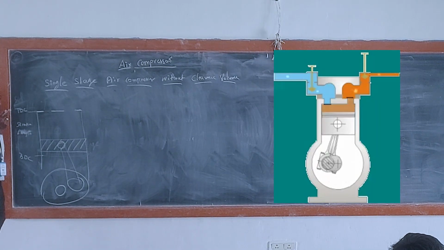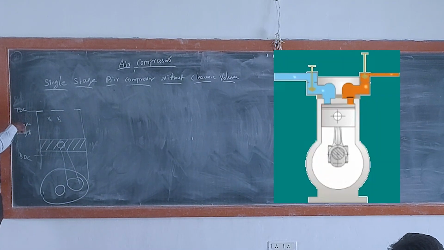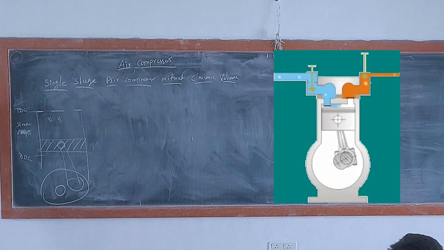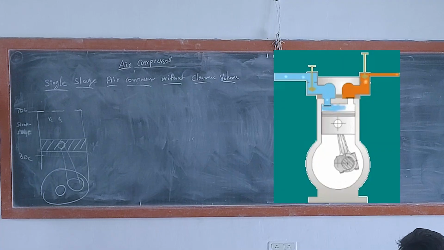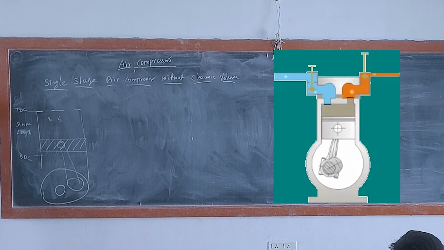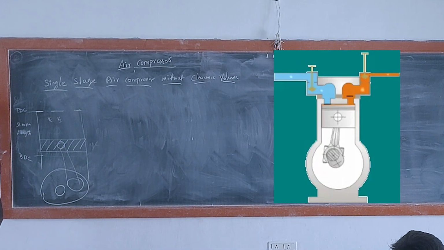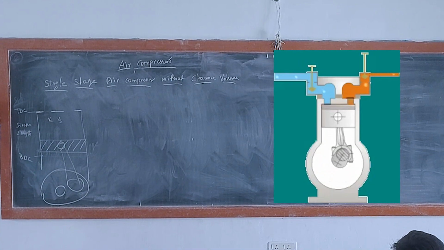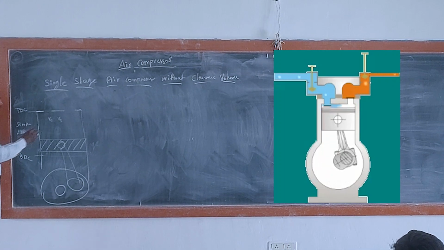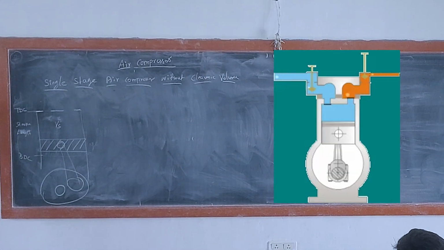We have two types of volume, VC and VS. Do we have VC here? No, because the VC is nothing but the smallest volume when the piston is at TDC. Now the piston is at TDC here, right? Yes or no? Then where is the clearance volume? No, we don't have clearance volume. So this volume is called stroke volume.